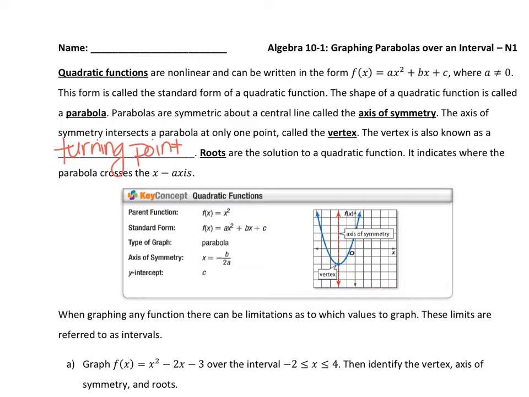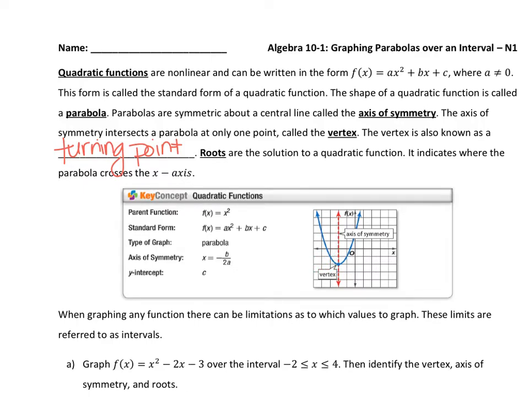The roots are a solution to a quadratic function. It indicates where it crosses the x-axis. So this number right here, which I could approximate as negative 1, 2, 3, close to negative 3.5, not quite. So that is a root, approximately negative 3.5, and approximately negative 1/2. Again, that's just an approximation. So those are called roots. Again, the axis of symmetry cuts the parabola in half, so it's symmetric. The vertex is the lowest or highest point of a parabola, also the turning point, and the roots are where the parabola crosses the x-axis.